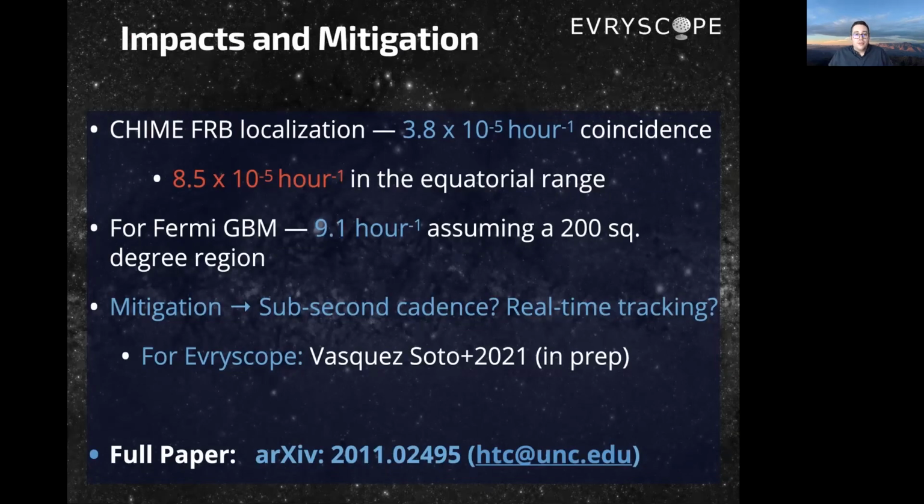What measuring these event rates allows us to do is estimate the impact of star-like false alarms from satellite glints, both on our own untargeted survey with the Everyscopes and on follow-up searches for optical counterparts to short-duration transients, like fast radio bursts from CHIME or gamma ray bursts discovered by NASA's Fermi telescope.